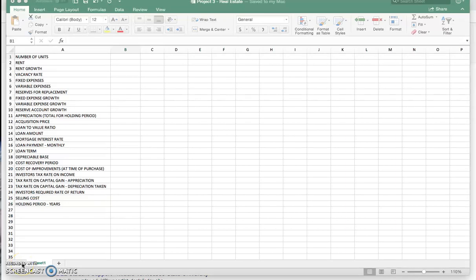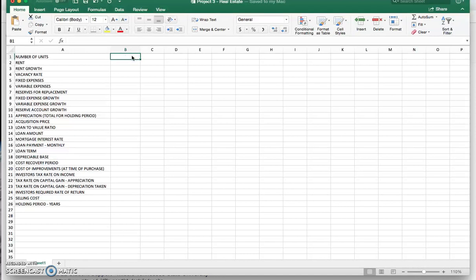Alright, so for this project, I'm going to first just go through the assumption values given for the small apartment investment problem. There are 8 units in the apartment complex. Rent's going to be $600 a month. Rent growth rate of 3%. And then a vacancy rate of 9%.